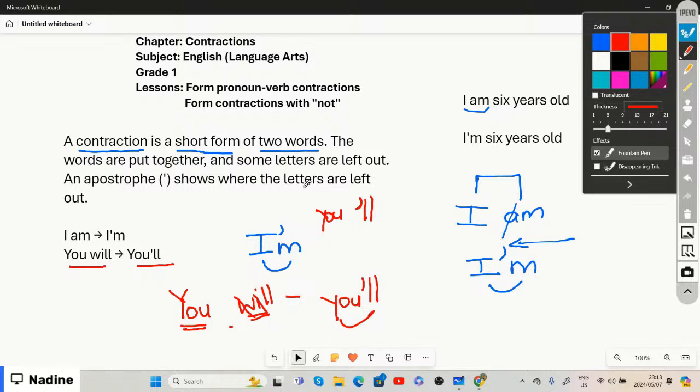Okay, another word will be, if we want to say "we will." So the same with "will." Remember I said firstly, the first word we keep the same, because that is the pronoun. We're going to leave out the W as well as the I for "will," put the apostrophe in its place, and then we're going to leave the double L. So it's going to be "we'll."